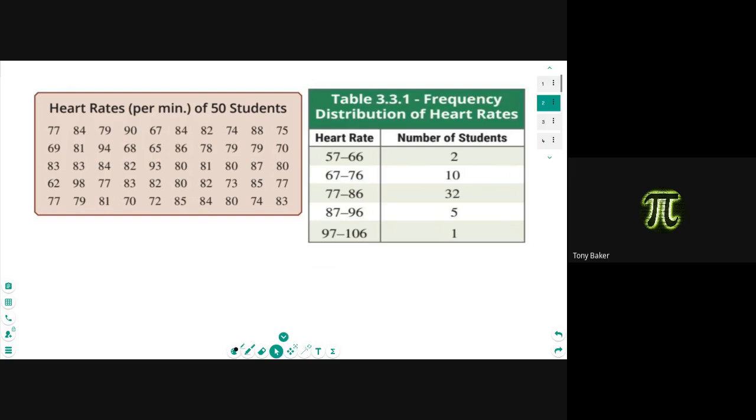Why do you think they started at 57? Yeah. Nobody was below that. Nobody was below. What's the lowest heart rate? Yeah, that's the smallest one I found when I was just scrolling through it real quick. So why not start at 62? To keep even intervals. Okay, so why not start at 60?